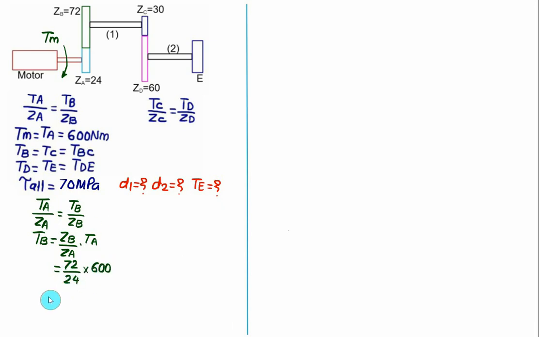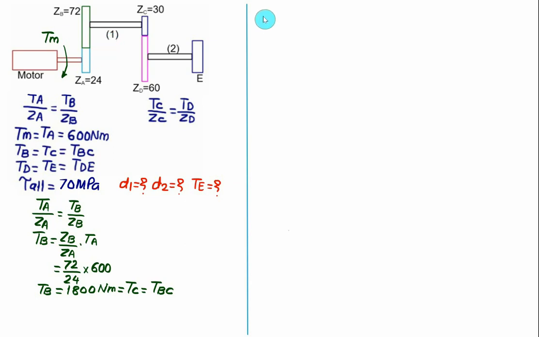72 by 24 is 3. 3 multiplied by 600 will be equal to 1800 Newton meter. So this one is torque for B. This one is same as the torque for gear C also, because it is mounted on the same shaft, and is the same for the shaft BC also. Now since we know the value of the torque carried by the shaft BC, that is the shaft 1, we can find out the diameter D1.